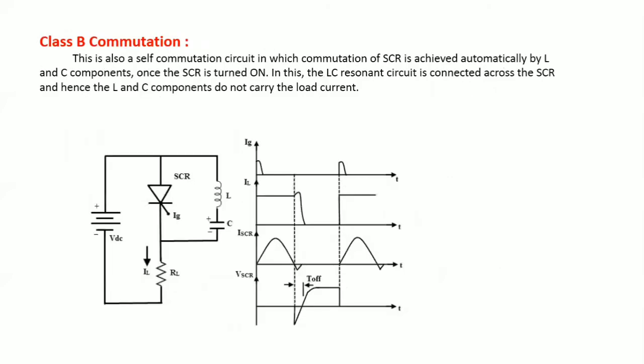The second method is the Class B commutation method, whose other name is also self-commutation, in which the commutation of the SCR is achieved automatically by the inductor and the capacitor. Once the SCR is turned on, the LC circuit is connected across the SCR, and hence these commutating components do not carry the load current. Ultimately, the SCR goes into the off state.